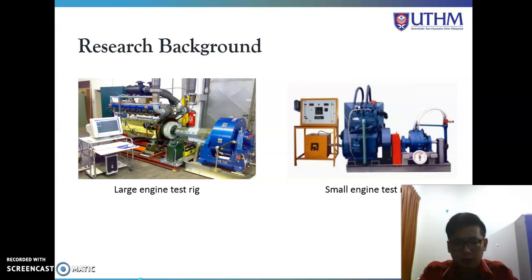Here we can see there is a large engine test rig and a small engine test rig. As we know, most engine test rigs are available to test medium to large engines. It is very difficult to test the performance of a small or very small engine using a large engine test rig. Although it is possible to test a small engine using a larger engine test rig, the result generated will not be precise.